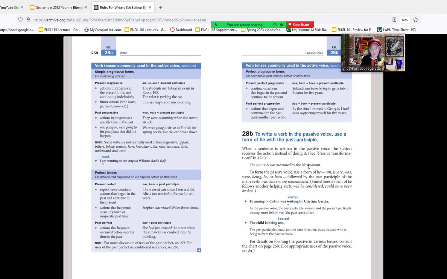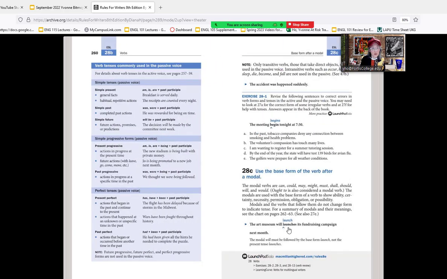So Dreaming in Cuban was written by Cristina Garcia. The child is being tested. So these are examples of passive voice. And then there are many different tenses for passive voice in which the subject receives the action. So breakfast is served daily. He was rewarded for being on time. The decision will be made by the committee next week.